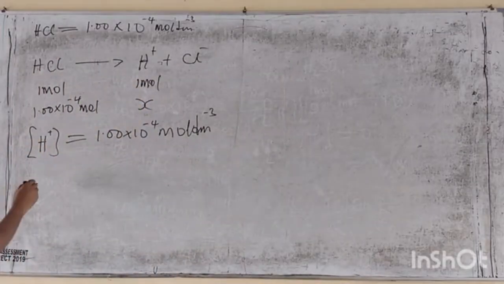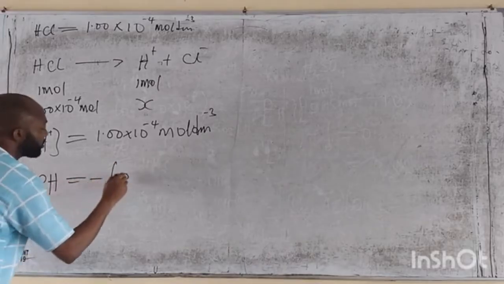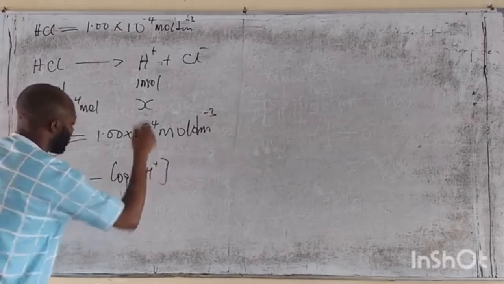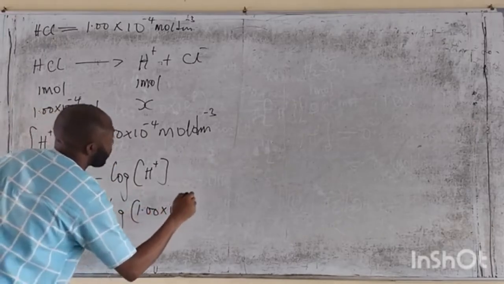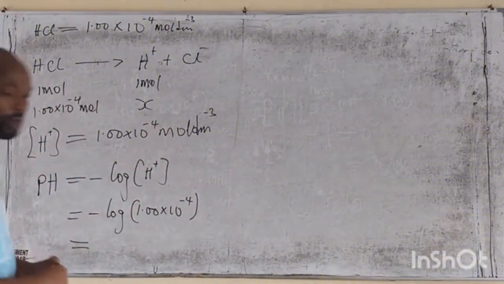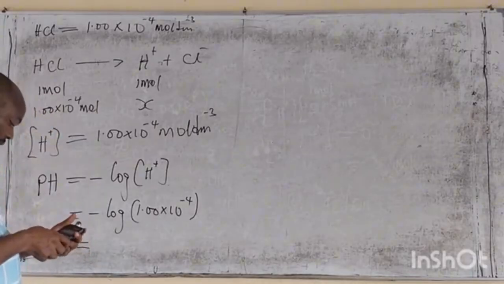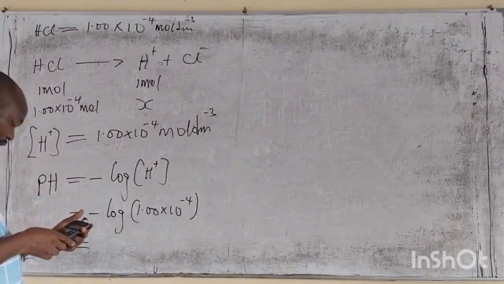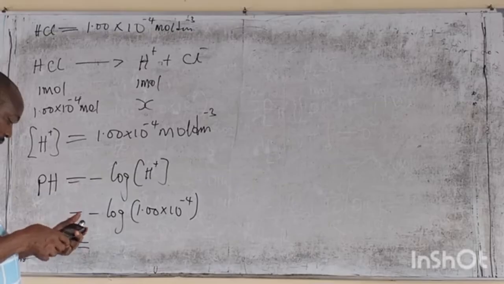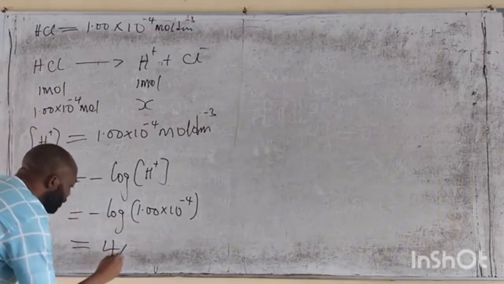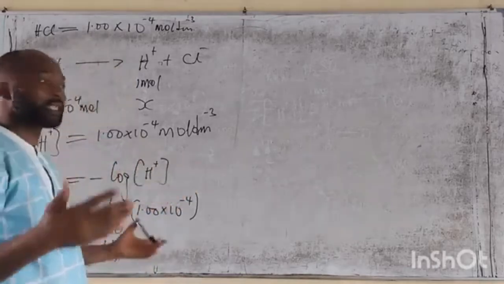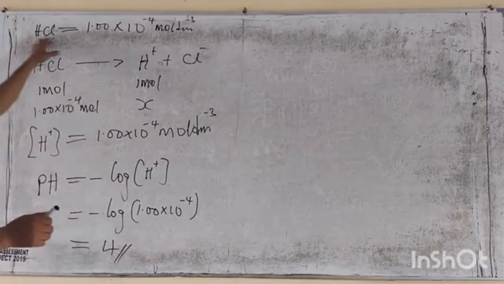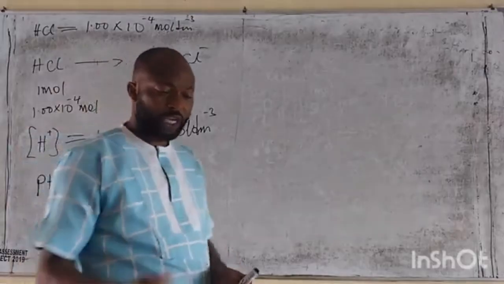So now, what is pH? pH is equal to the negative logarithm of hydrogen ion concentration. This is the negative log of 1.00 times 10 raised to the minus 4, close bracket. So pH is minus log of 1.00 times 10 raised to the power of minus 4, which is equal to 4. The pH is 4. This is acidic, very acidic, because from 1 to 6.9 is acidic. Of course, this is hydrochloric acid, so it is acidic.